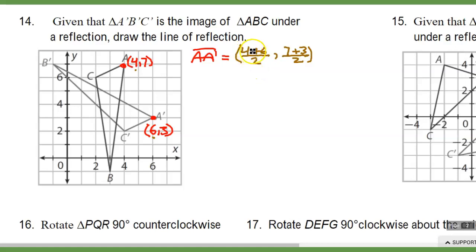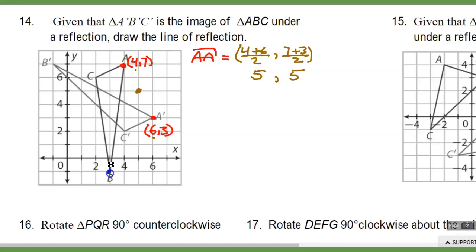So the midpoint will be 10 divided by 2, which is 5. Again, we probably already knew that 5 was the middle of 4 and 6. The middle of 7 and 3 is going to be, again, 10 divided by 2, which is 5. So one midpoint we have is at 5, 5. Then we need to do at least one more time.